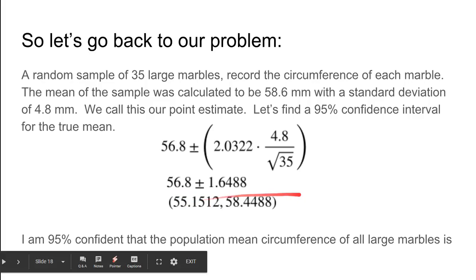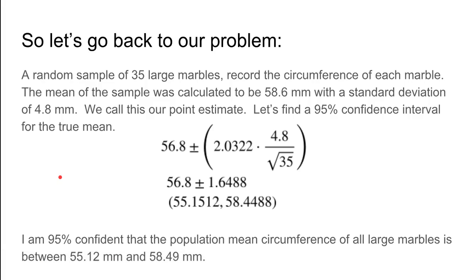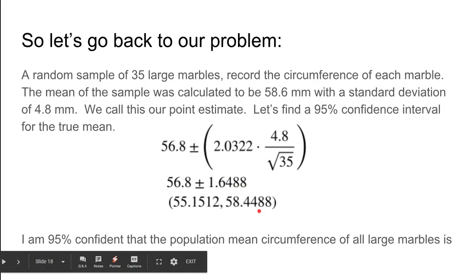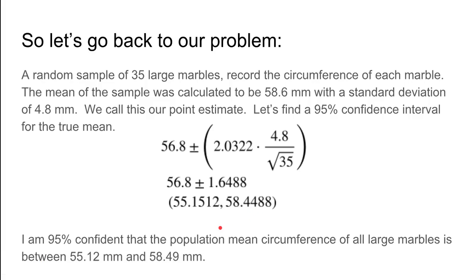So then I just took the 56.8, I went down, I went up, and I got my confidence interval. So now I'm officially capable of saying I'm 95% confident that the population mean circumference of all large marbles is somewhere between 55.1, man, I'm really bad at typing today. That should be 55.15 and 58.49. But again, I messed that up. I'm sorry for my typos. 58.45 if I round correctly. I'm not quite sure what I was looking at. I apologize. But you get the idea, right?